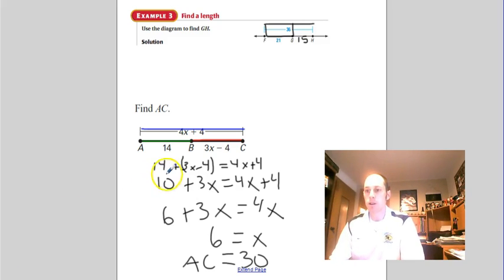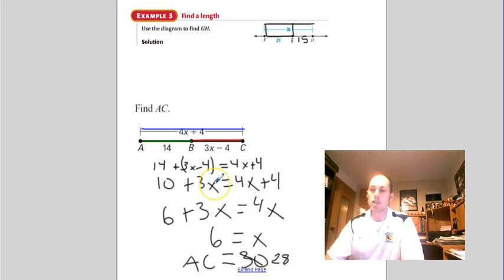Okay, so if we solve the equation and combine like terms, we get 10 plus 3x on the left side equal to 4x plus 4. I subtracted 4 from both sides, and then subtracted 3x from both sides to find out that 1x equals 6. So if x equals 6, I can plug it back in. So 4 times 6 is 24, plus 4 is 28. Better check my math there, not 30. So AC would be 28.